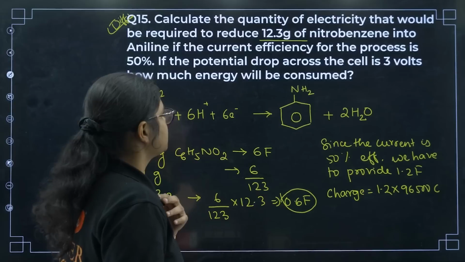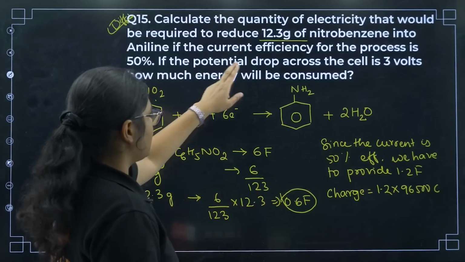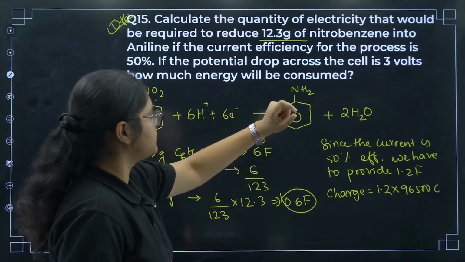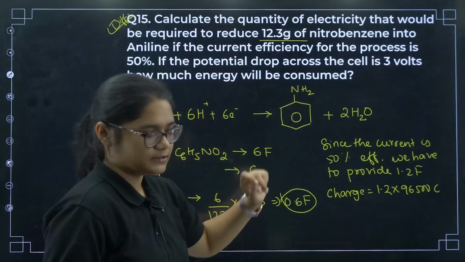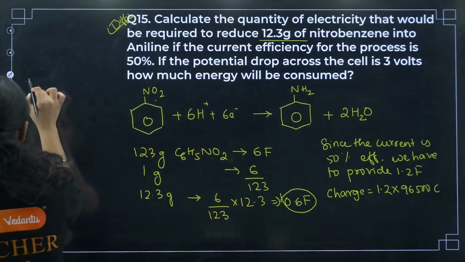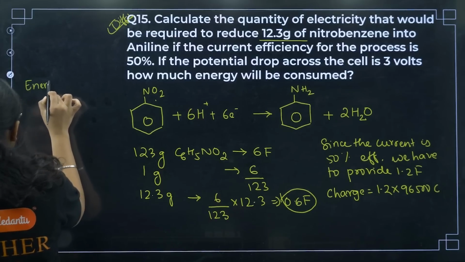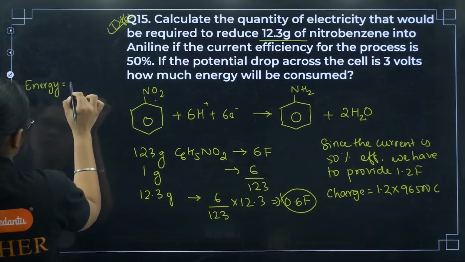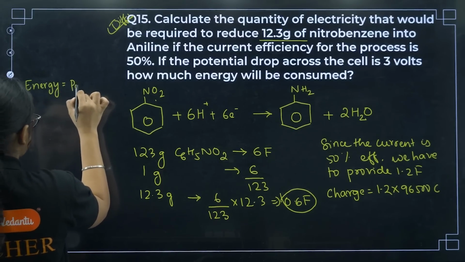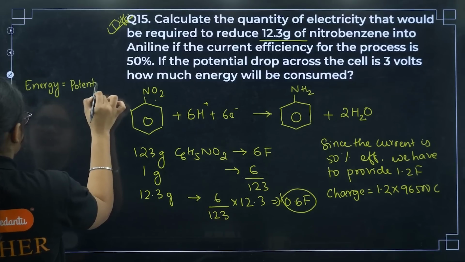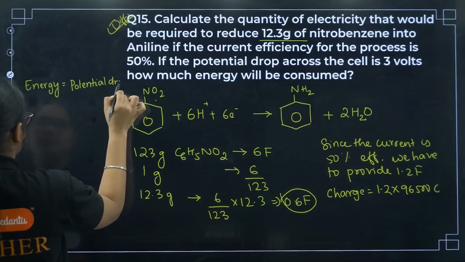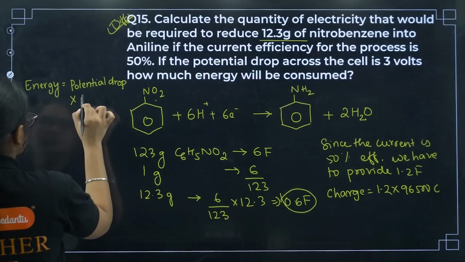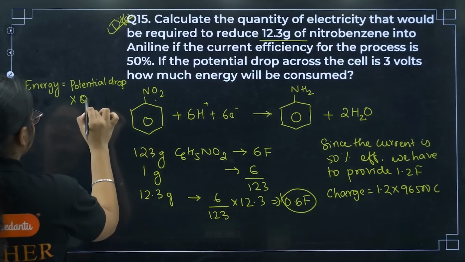Next question is, if the potential drop across the cell is 3 volt, how much energy will be consumed? So energy consumed will be equal to the potential drop into the quantity of electricity.